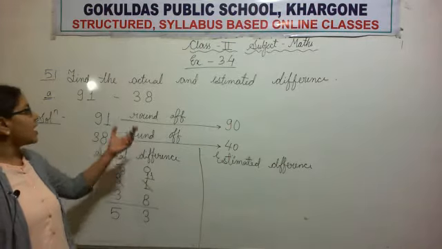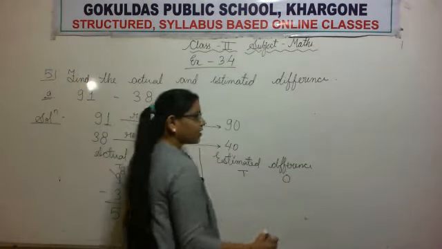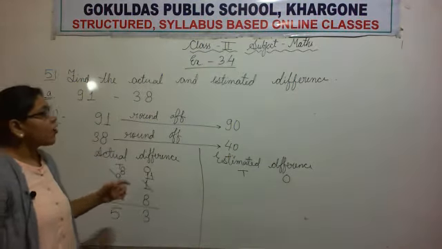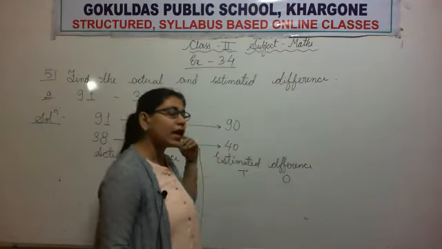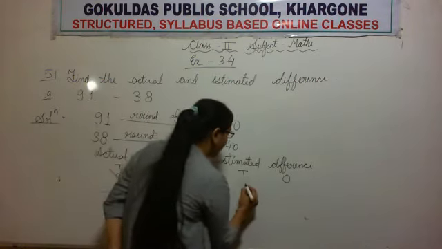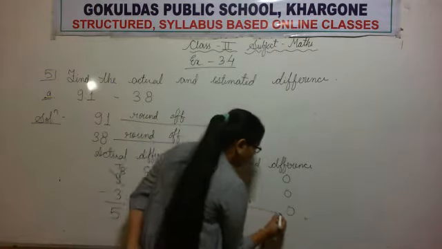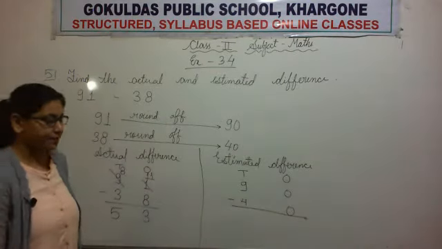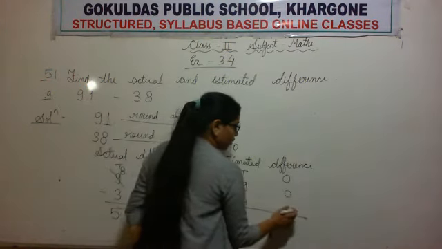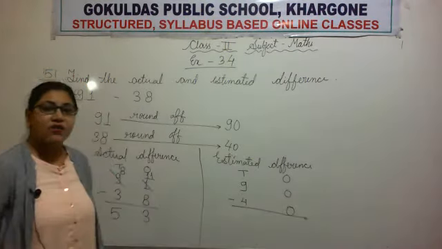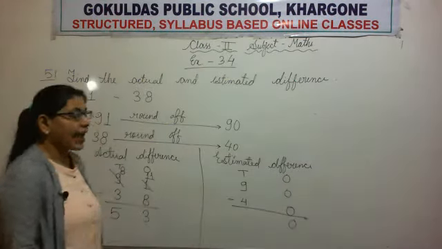Now let's find the estimated difference. For finding the estimated difference, again we will write the places, tens and ones. We will take the rounded off numbers. Okay. So what are they? They are 90 and 40. So 0 minus 0 is equal to 0. So we will write the number 0. Okay. 9 minus 4.